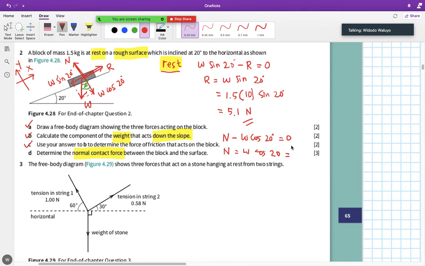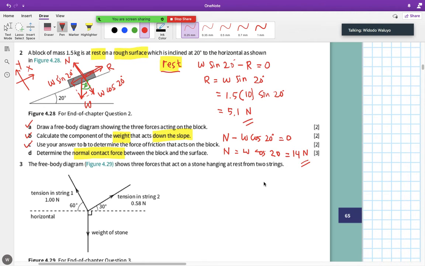So we just calculate directly. W is 15, so 15 cos 20 is about 14.0. This is about 14 Newton. Yeah, that's it.